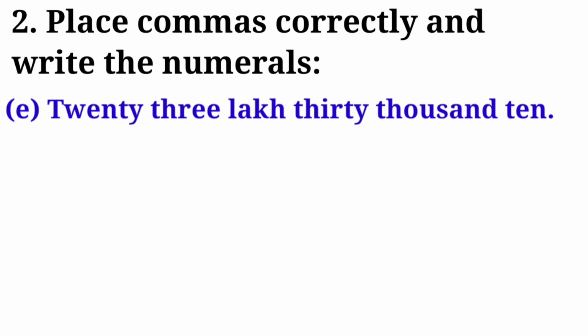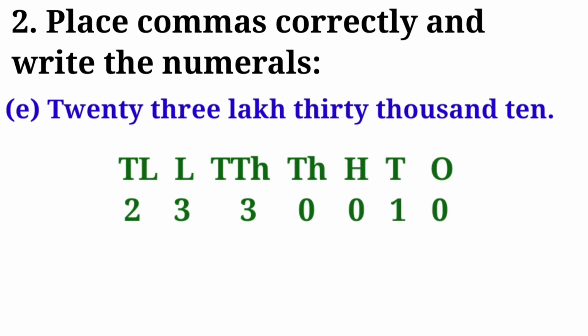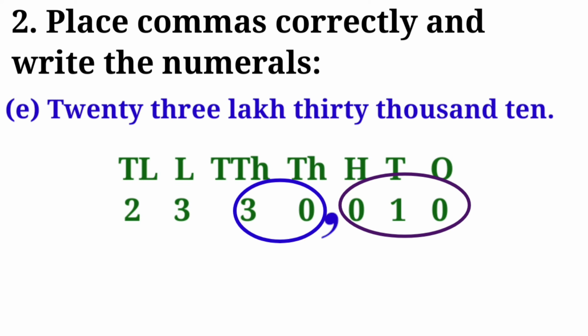Now E part 23,32,010. Again it is given in the Indian system. So firstly form the Indian place value chart. Now you know the first comma will come before 3 digits from the last number, then the second comma will come before 2 digits from this comma.